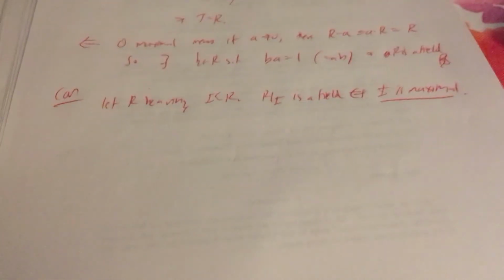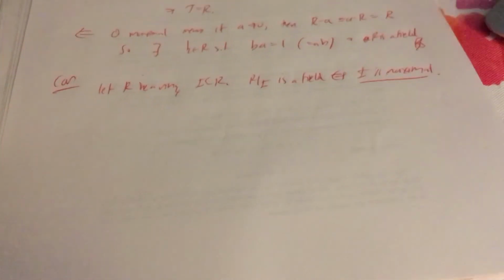Right? R mod I is a field if and only if I is maximal. Why? Because it follows immediately. R mod I is a field implies that 0 is a maximal ideal in R mod I, but that means there's no ideals between I and R. And similarly, I is maximal means there's no ideals between I and R. So when you quotient by I, the resulting ring has no ideals between 0 and R mod I, and that means it's a field. All right, so it follows pretty much immediately.